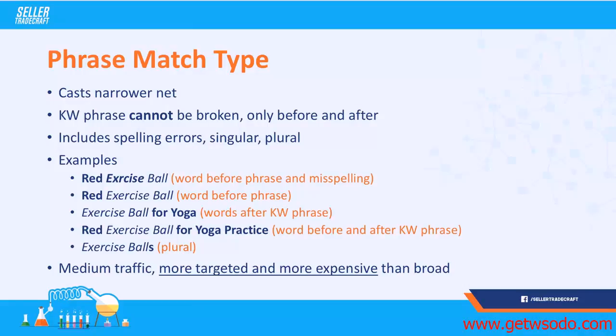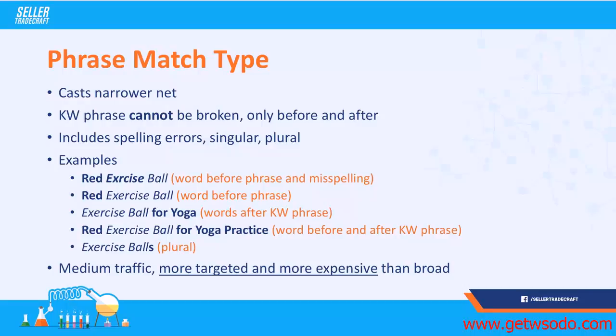Again, that keyword phrase "exercise ball" is maintained. However, we have alternative words before "exercise ball" and words after the keyword phrase. Okay, and finally we have "exercise balls." Again, this could apply for broad, but if we do "red exercise balls," that would also apply for broad. The difference here is that "red exercise fitness balls" would not show up in the phrase match type. So again, the key difference here is that the keyword phrase, in this specific instance "exercise ball," will never be broken up, but it still allows for words before and after the phrase.